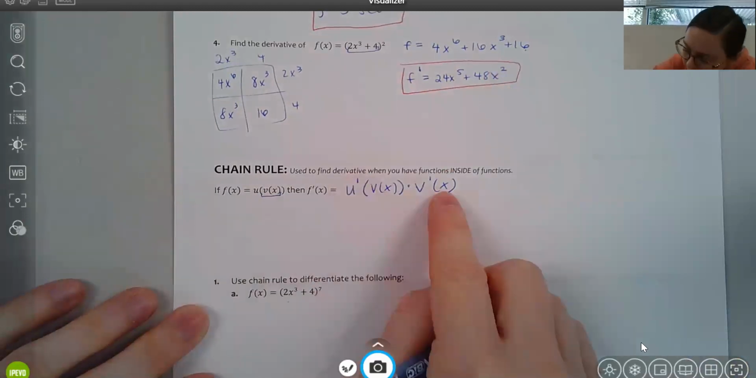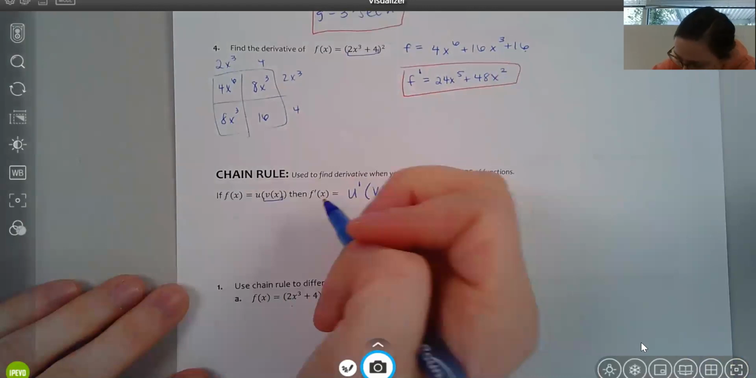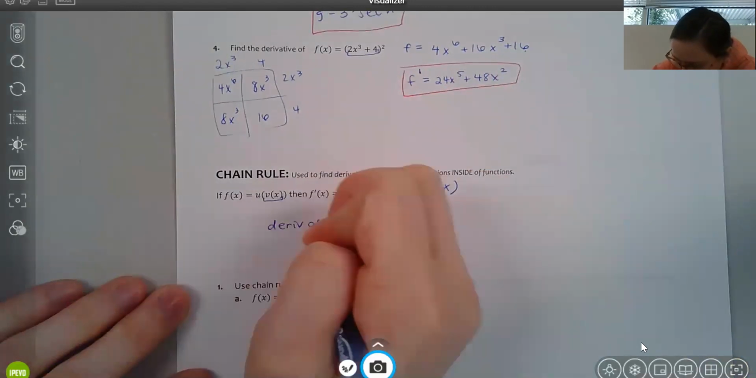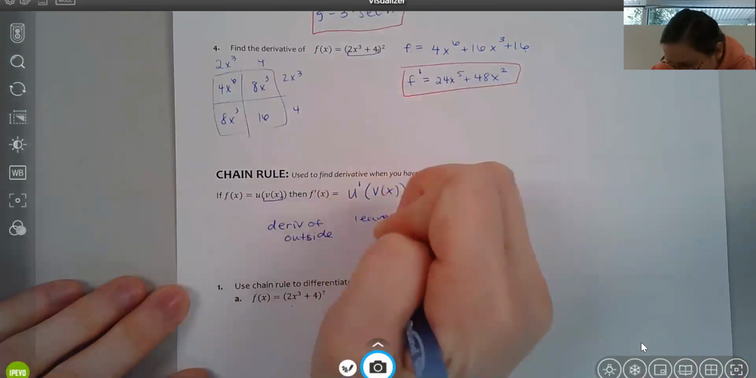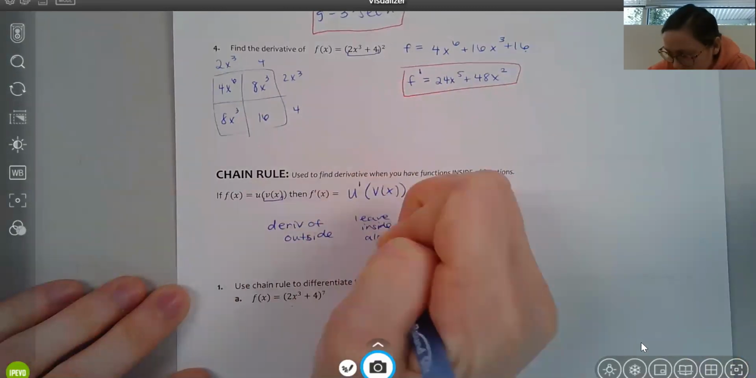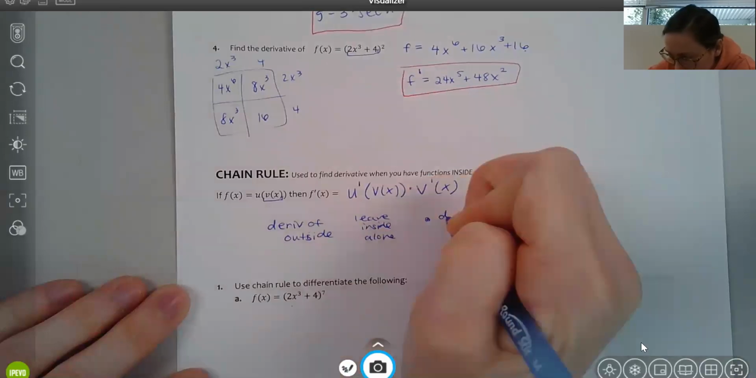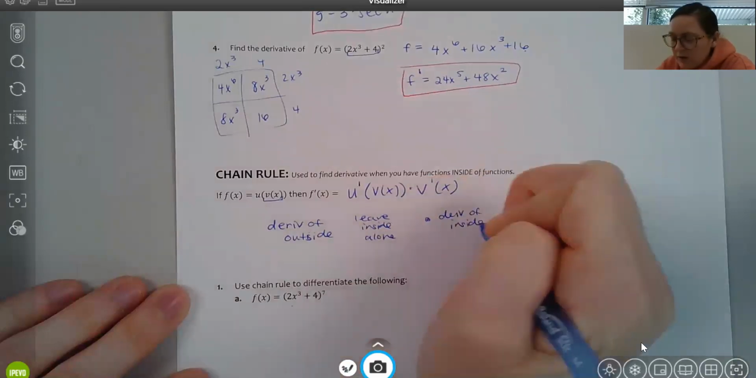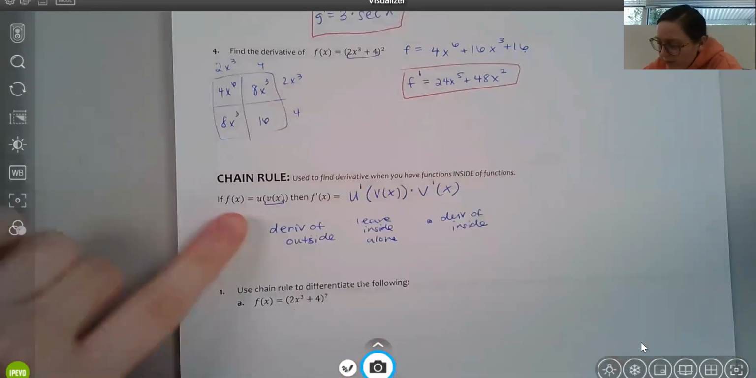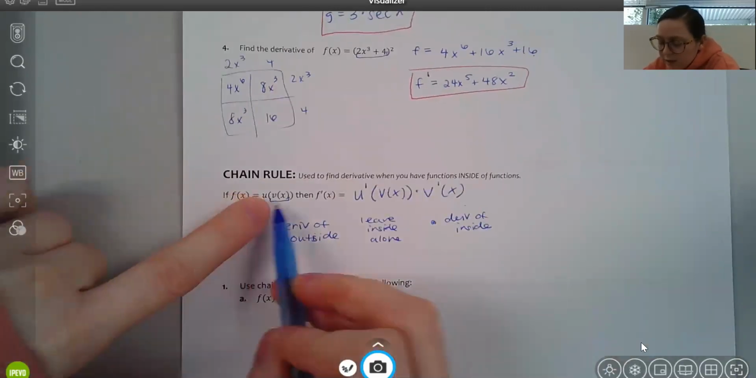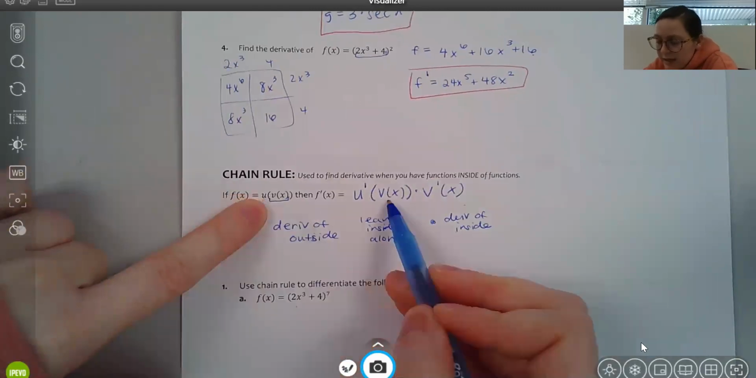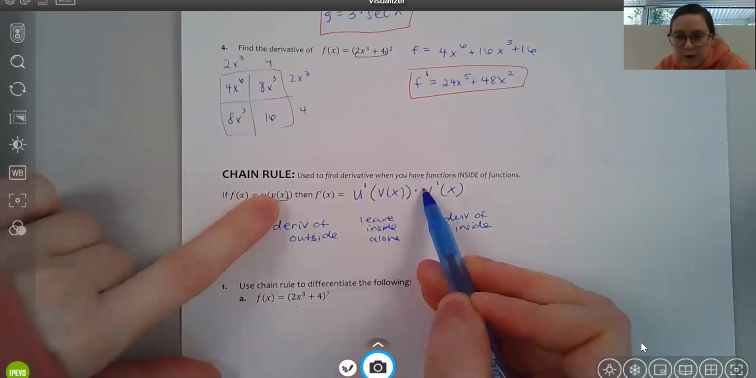So I'm going to make a note. This is derivative of the outside, leave the inside alone, and then times derivative of the inside. That is literally what this says, right? Derivative of the outside, u prime, leave the inside alone, so it's u prime of v, times derivative of the inside, which is just v prime.